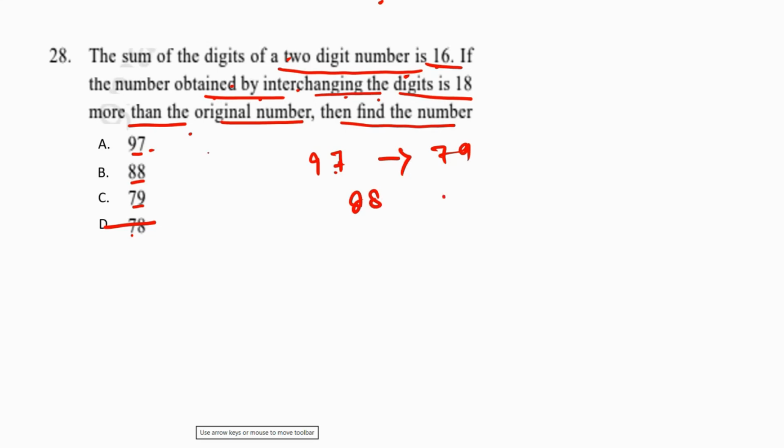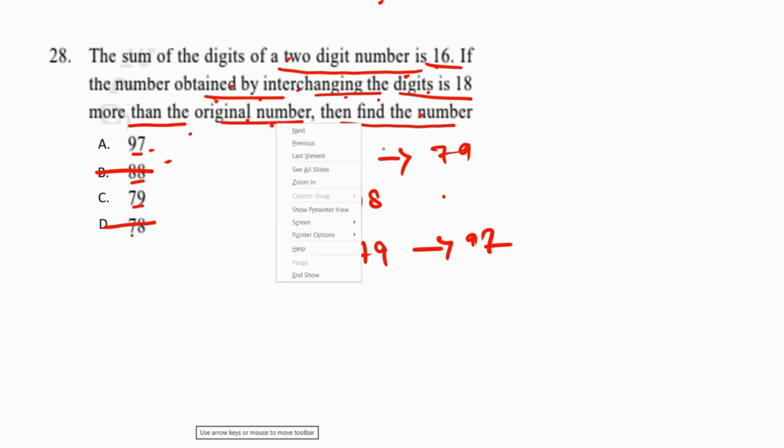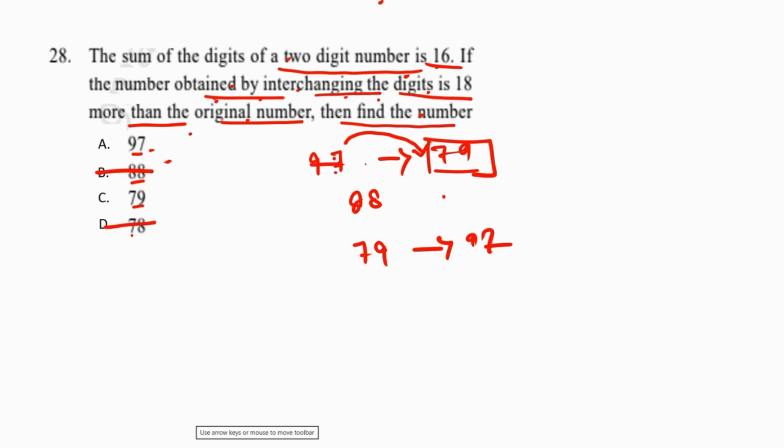88 cannot be interchanged, so this is again eliminated. And 79 would become 97. Is it 18 more than the original number? In the first instance, when we interchange, the next one is not more than the original number, it's less. So this is also eliminated. The only option left is C, hence that's the answer, which is 18 more. Also the sum of the digits is 16 in total, all the conditions are fulfilled, hence option C is the answer.